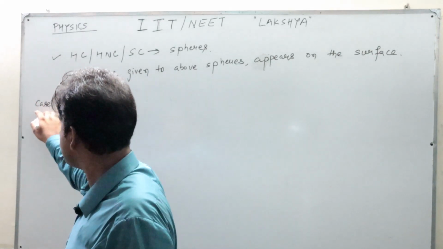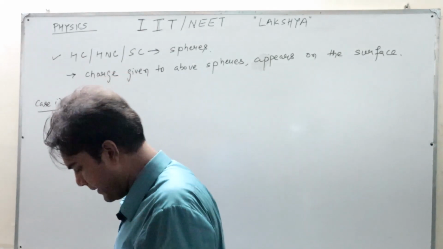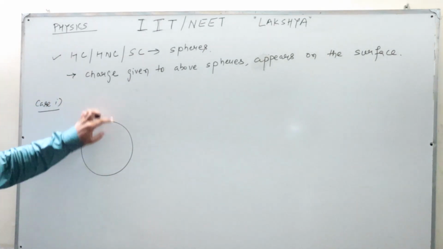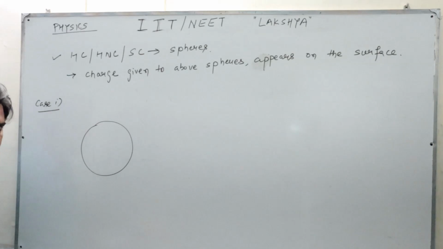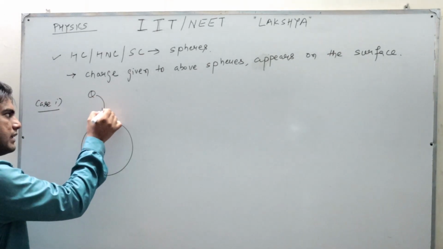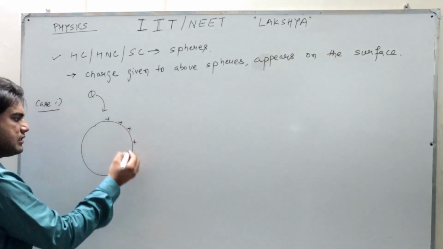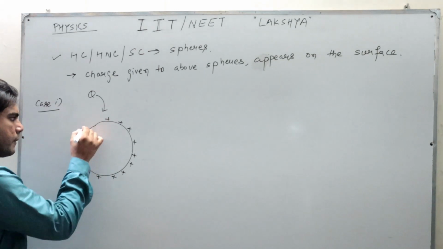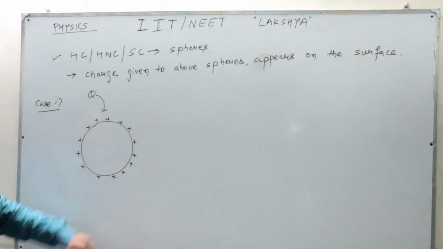Case 1 is that, let us say this is your spherical body. It may be a hollow conducting, hollow non-conducting, or solid conducting. Whenever we give any charge to this body, where will the charge appear? Suppose we have given a charge Q to this body, then that charge Q will appear on the surface of this body. Let us say this charge is plus Q. So the plus Q charge has appeared where? On the surface of the body. So this is how the overall charge has appeared.